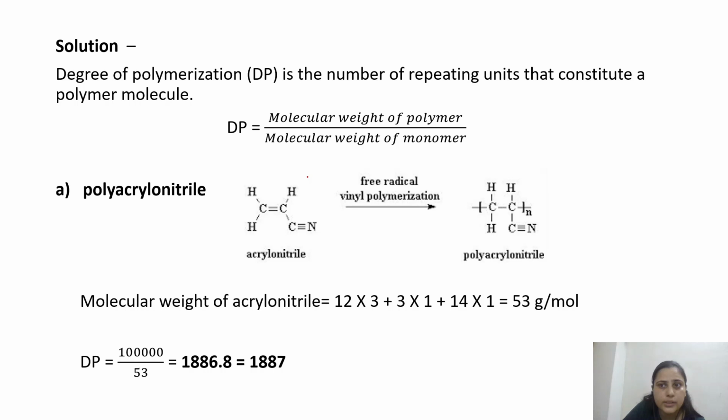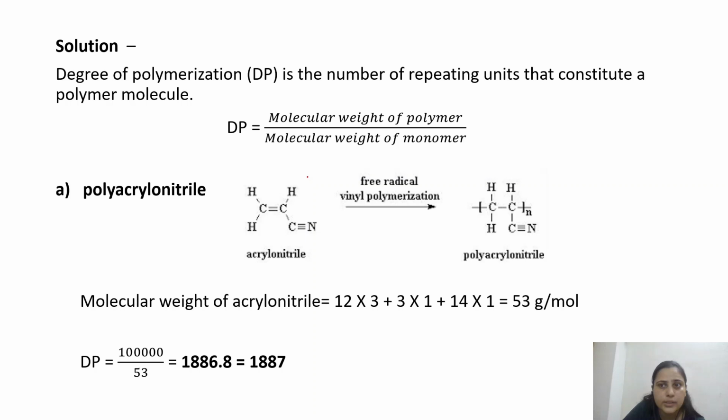So let's calculate for the first polymer, which is polyacrylonitrile. The monomer unit is acrylonitrile, and it will go under free radical vinyl polymerization and form polyacrylonitrile. So we know the monomer, and from acrylonitrile we can calculate the molecular weight by seeing its structure and counting the number of carbon, hydrogen, or different atoms in the monomer.